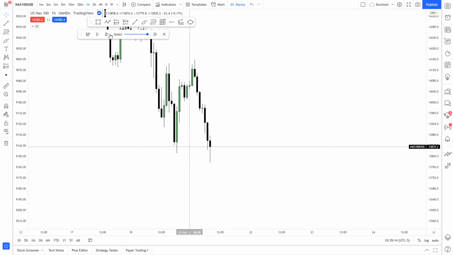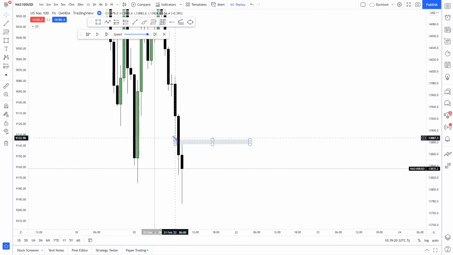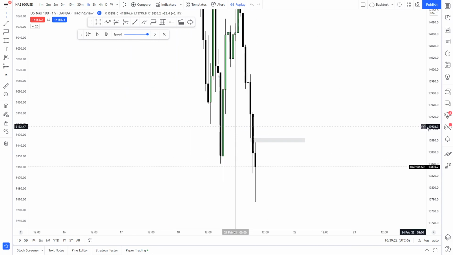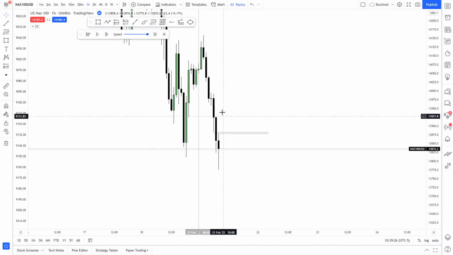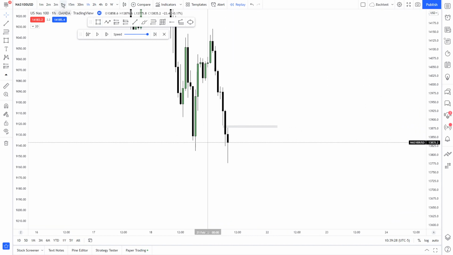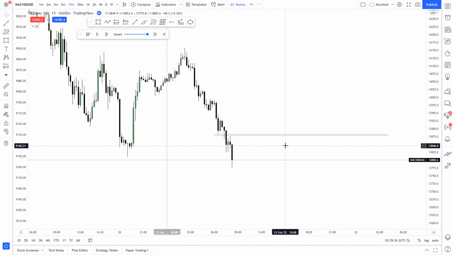So here, I see this 1 hour imbalance right here, and we have another one up here. But if this one gets violated, we will look for that one. So then let me go down to the 15-minute and let's see what price does.